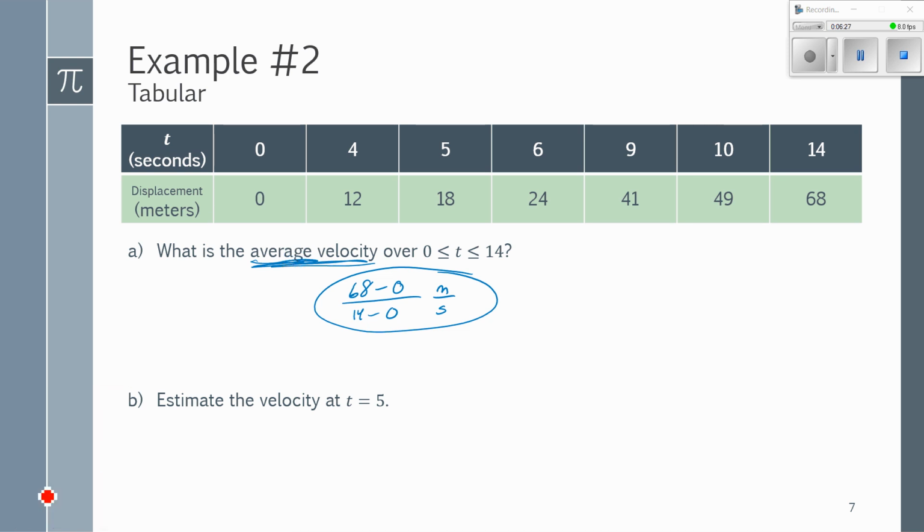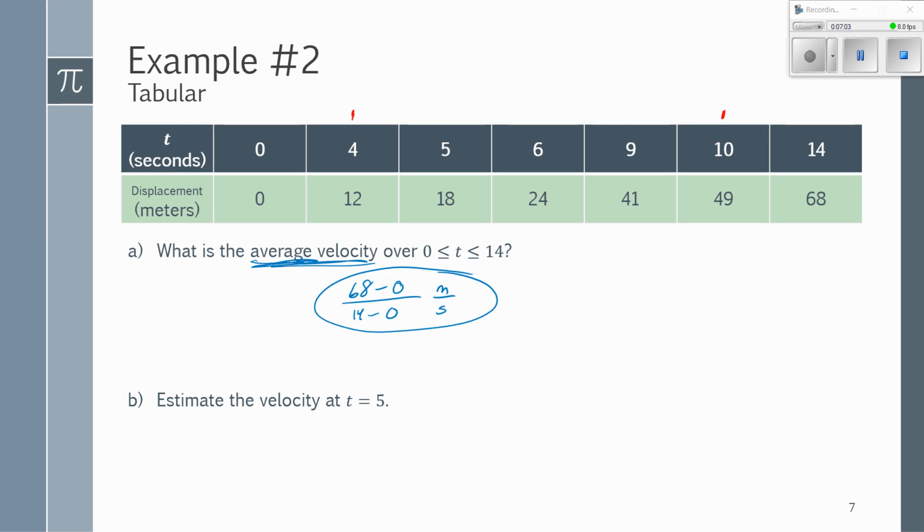They could also ask us, hey, we want you to estimate the velocity at t equals 5. Now, please note, they don't tell me what kind of velocity, so we assume it is the instantaneous velocity. So the idea of this is I want to get as close to 5 when I find the slope between 2 points as I possibly can. I could technically use 0 and 14, but that's not going to give me the best estimate. I want to get the best estimate I can, so I need to move closer. So not 0 and 14. I could use 4 and 10.